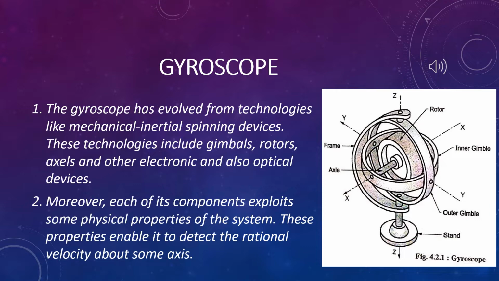The gyroscope has evolved from technologies like mechanical inertial spinning devices. These technologies include gimbals, rotors, axles, and other electronics, and also optical devices. Moreover, each of its components exploits some physical properties of the system. These properties enable it to detect the rotation velocity about some axis.